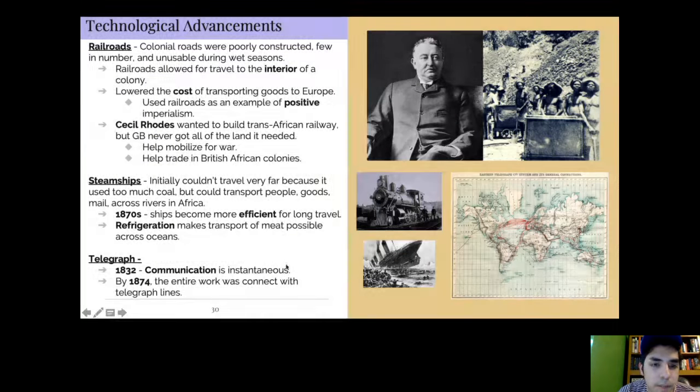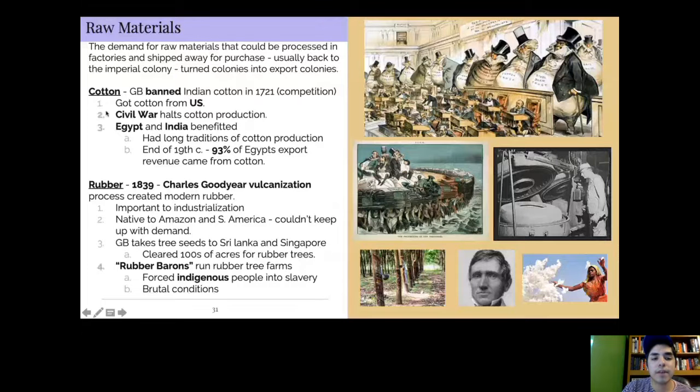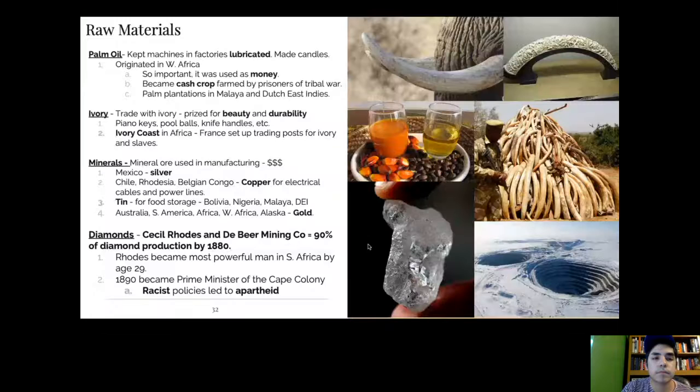So I think we talked about the positives of colonialism, I guess, railroads, steamships. These are kind of like the raw materials that colonialism was trying to extract. Again, raw materials.